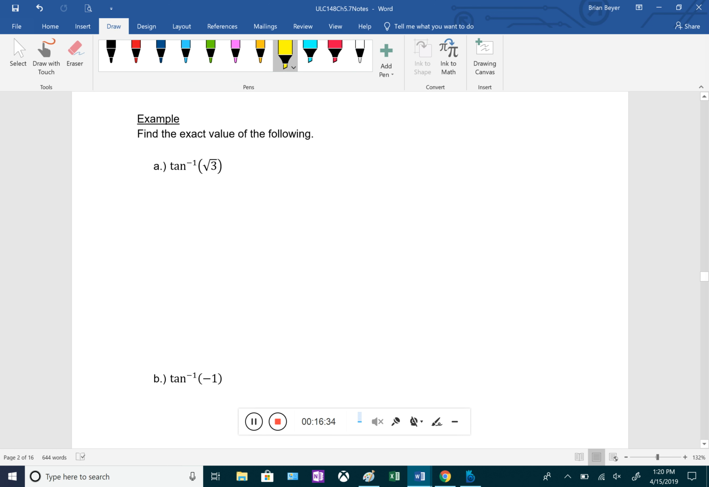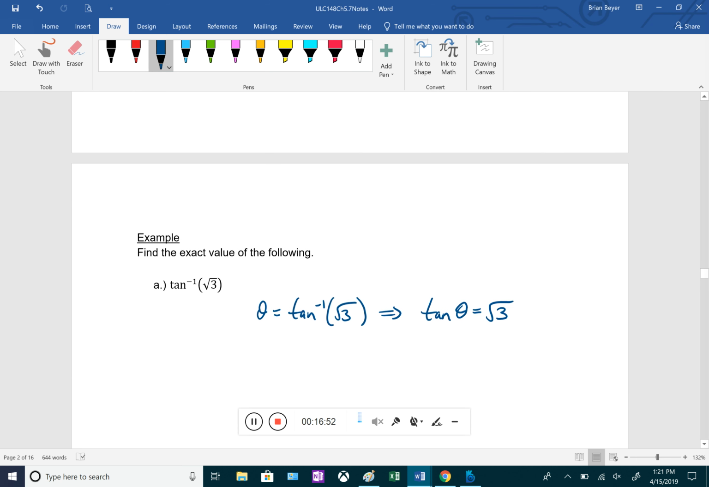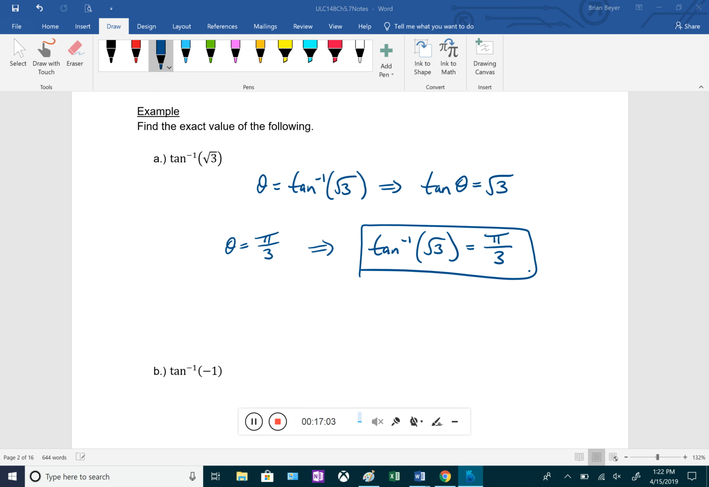So I'll just do two examples here for this one. Find the exact value of tan inverse of radical 3. We let theta equal that, which means tangent of theta equals radical 3. So tangent of what equals radical 3? We go up here on the table and we see that radical 3 is right here for tangent, and the angle that got us there was pi over 3. So tan inverse of radical 3 equals pi over 3 because tangent of pi over 3 equals radical 3.